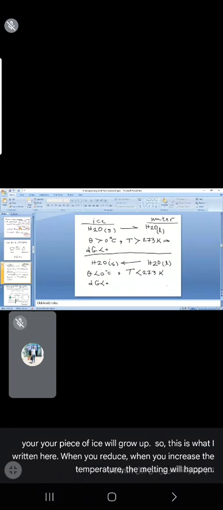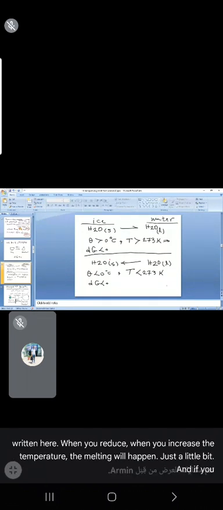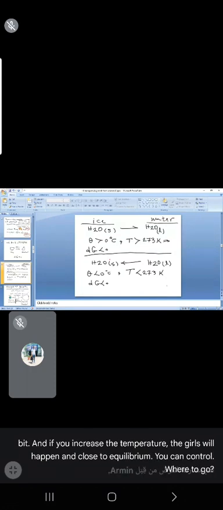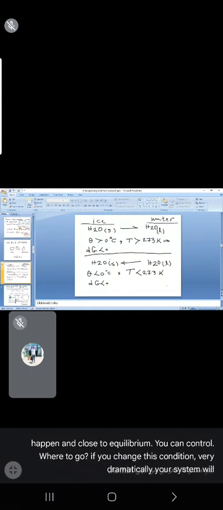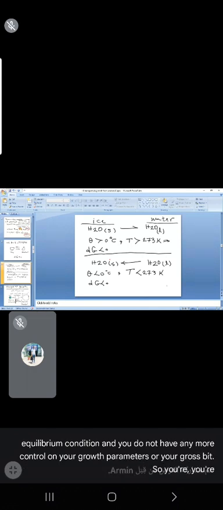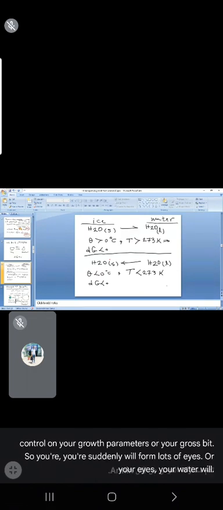When you increase the temperature, the melting will happen just a little bit, and if you increase the temperature, the growth will happen. And close to equilibrium, you can control where to go. If you change this condition very dramatically, your system will escape from the equilibrium condition, and you do not have any more control on your growth parameters or your growth speed. So you suddenly will form lots of ice, or your water will melt quite fast.